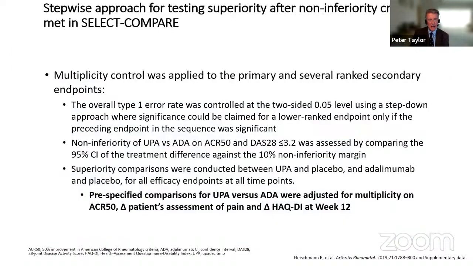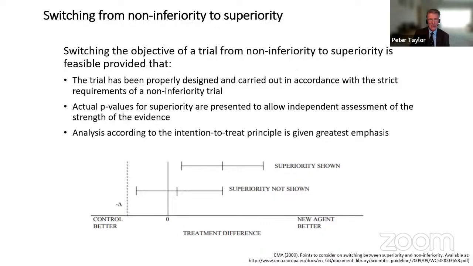So now let's go back to the study and look at the issues. So multiplicity control was applied to the primary outcome and several ranked secondary endpoints. So they had to be pre-specified and adjusted for multiplicity on the basis of ACR 50 and the patient's own assessment of pain and function measured by HAQ-DI at week 12. And now let's look at the data.